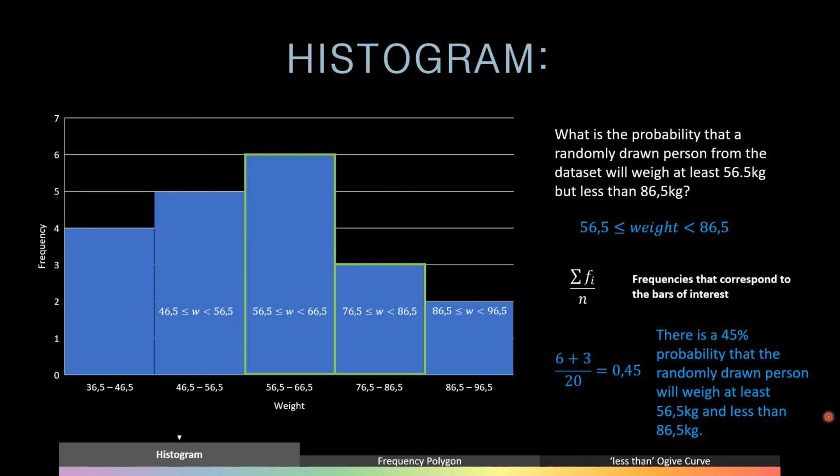So what this question is telling us, I'm just going to put it into perspective for you. If we were to write down all the weights of the people from our data set on individual pieces of paper, so we have 20 pieces of paper, and we put it into a bag, and then if we were to put our hand into this bag and just randomly, blindly pull out a piece of paper, what we're saying is that there is a 45% chance that the weight on that piece of paper is going to be at least 56.5 kilograms and less than 86.5 kilograms.